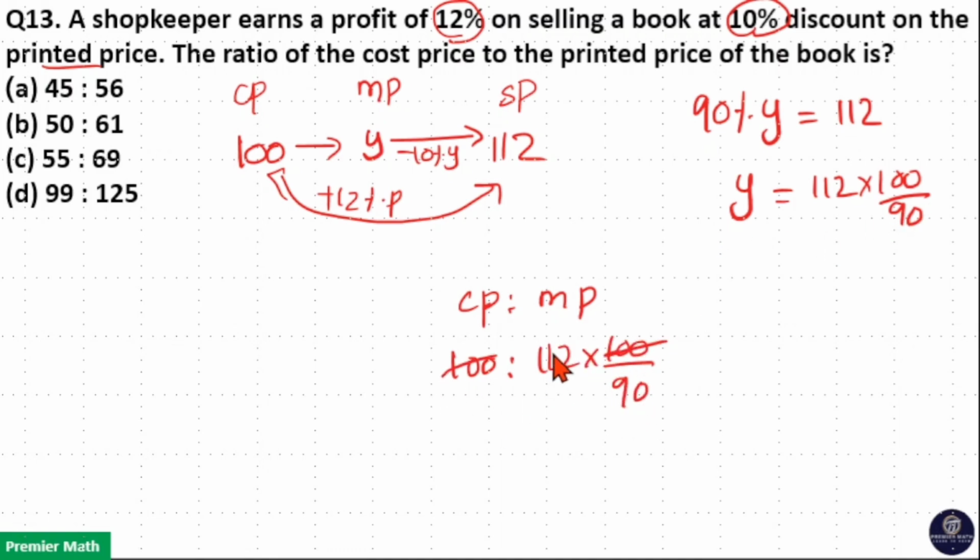Now 100 cancels. 2 goes 56 times in 112. 2 goes 45 times in 90. Then your ratio is 45 is to 56. So option A is your answer.